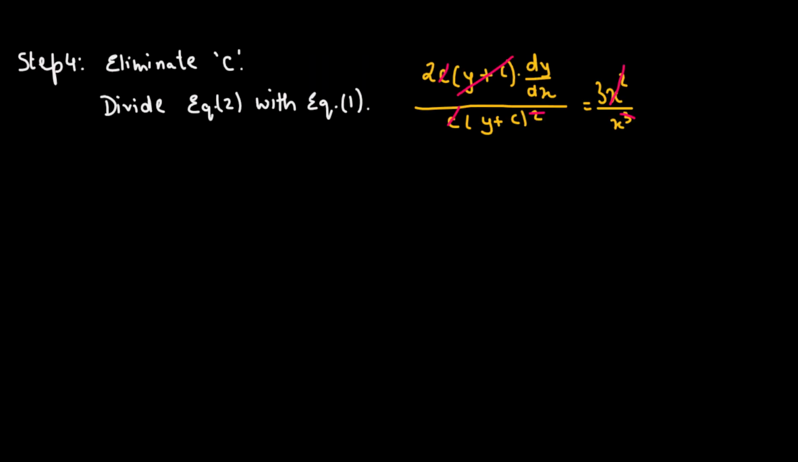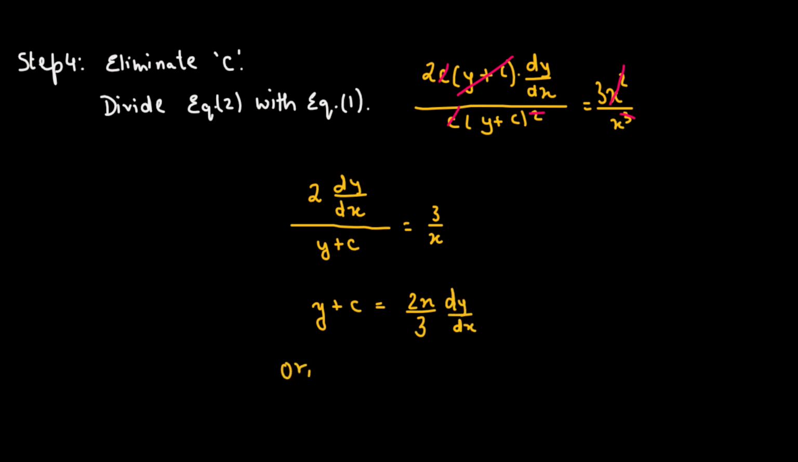The simplified form of the equation will now be 2 times the derivative of y with respect to x, all divided by y plus c, equals 3 over x. This gives us y plus c equals 2x over 3 times the derivative of y with respect to x, or c equals 2x over 3 times dy dx, minus y. Let these be equations 3 and 4.